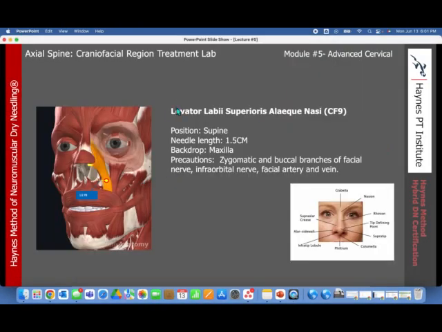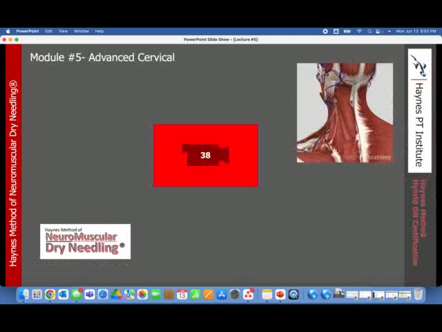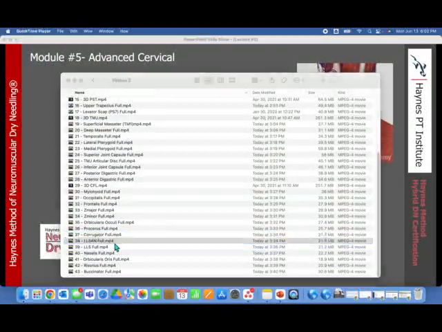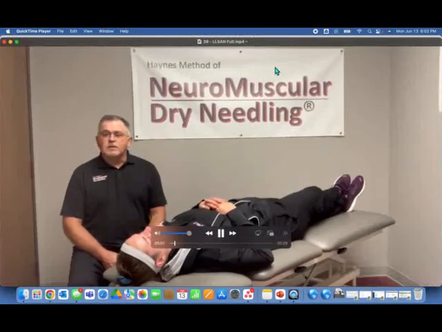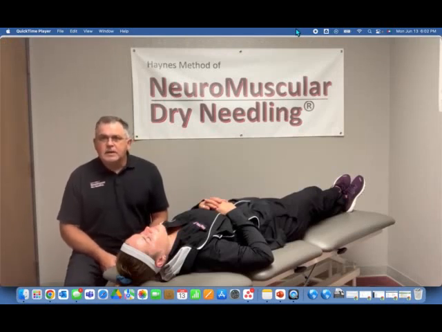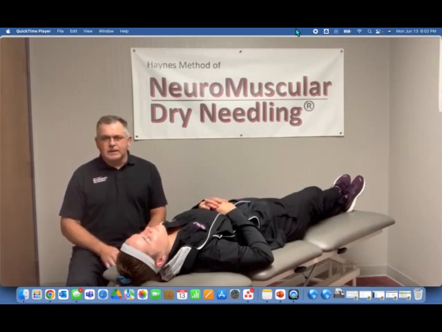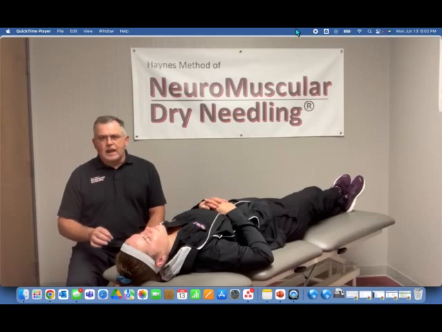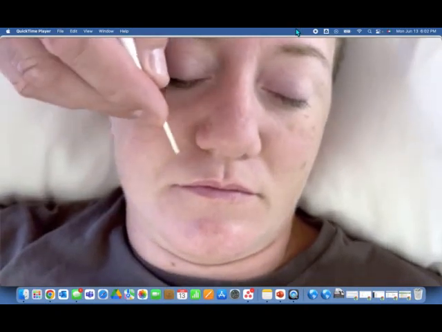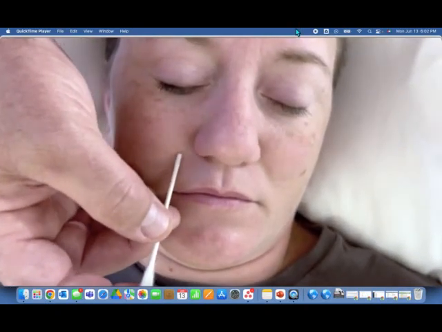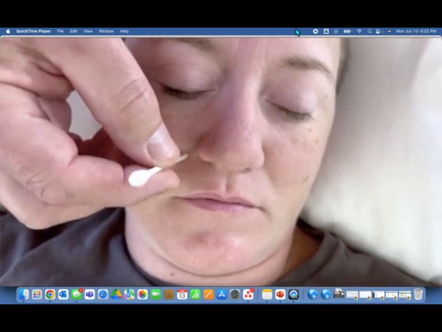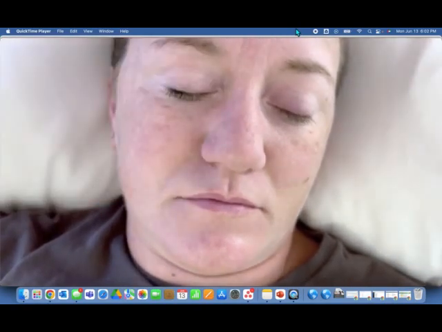Okay, now the levator labii superioris alaeque nasi, and next to it, the levator labii. We'll do the alaeque nasi first. For the levator labii superioris alaeque nasi, the position again is supine with a 1.5 centimeter needle length with a backdrop down to the maxilla. At the level of the inferior nasal ala, 1/2 finger breadth lateral will needle in an anterior to posterior direction. That's just adjacent to the ala.